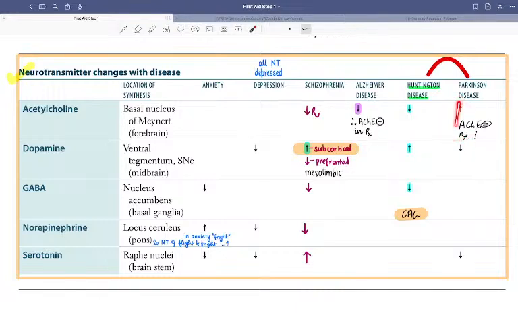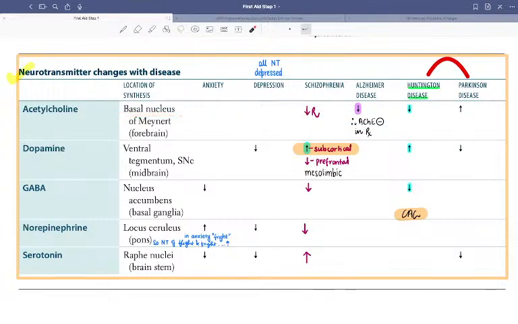Acetylcholine is decreased. Okay, all this you don't have to look at. Here acetylcholine is increased, and acetylcholine is increased here. Okay, acetylcholine is increased in this. This is the only place where acetylcholine increases. Rest, see, all acetylcholine decreasing. And who is secreting acetylcholine? There is a basal nucleus of Meynert.